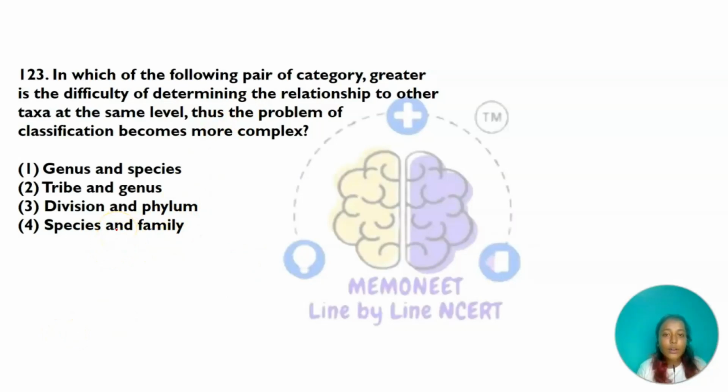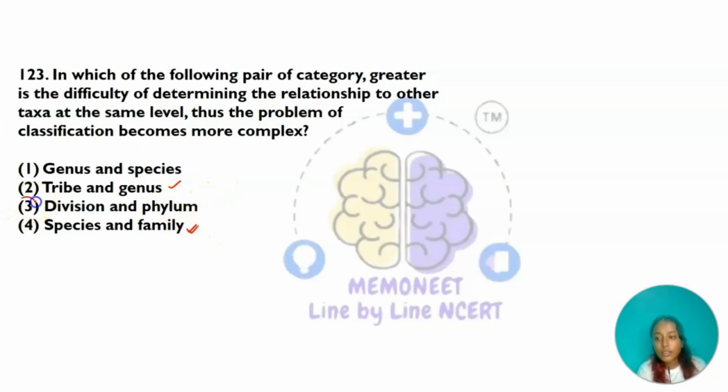So when we have a lot of organisms under the taxa, then we will have the maximum difficulty in making the relationship between the different taxa. So genus and species are very specific, as well as tribe and genus are very specific, species and family are also very specific.